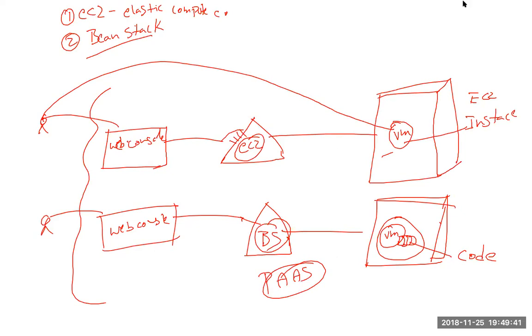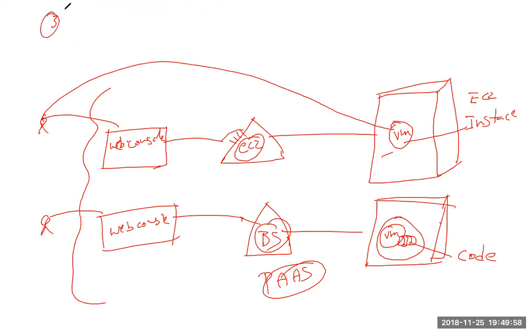I hope these two services are clear: EC2 service and Beanstalk service. Now let's see what the next service is. Next service, we have something called Lambda. Now let me explain the same example. Third service, nothing but Lambda. So what does this service do?